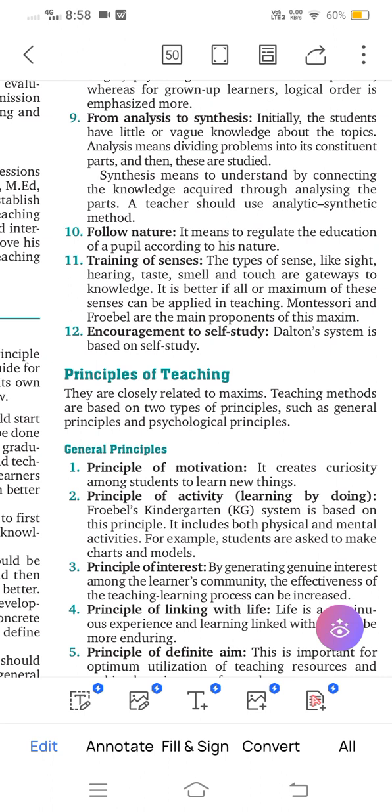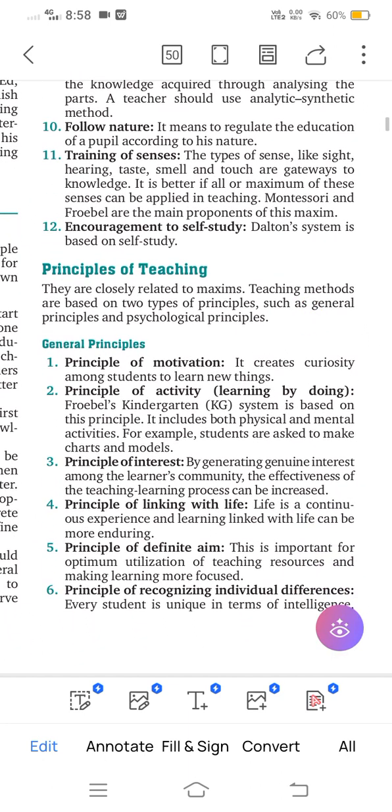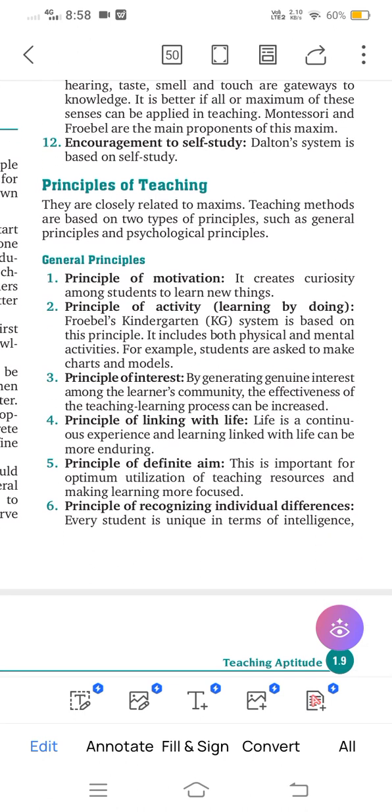Next major topic, principles of teaching. They are closely related to maxims. Teaching methods are based on two types of principles. It has general principles and psychological principles. General principles: principle of motivation. It creates curiosity among students to learn new things.